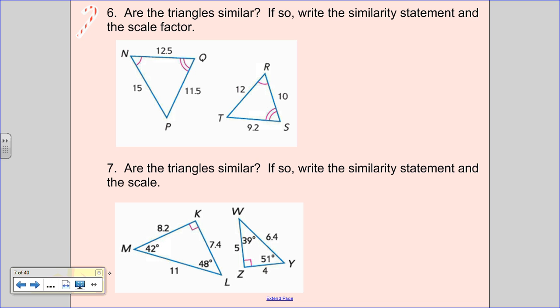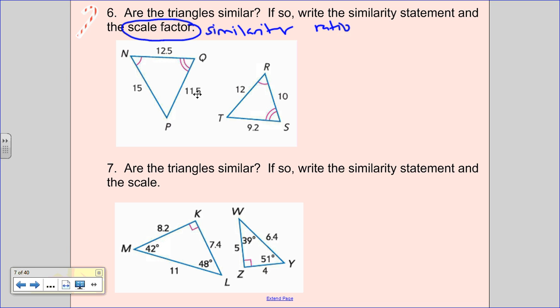Number 6, are the triangles similar? If so, write the similarity statement and the scale factor. Just FYI, scale factor could be used interchangeably with this phrase, similarity ratio. So we're giving it to you both ways just in case you see it in the future. Similarity ratio and scale factor mean the same.